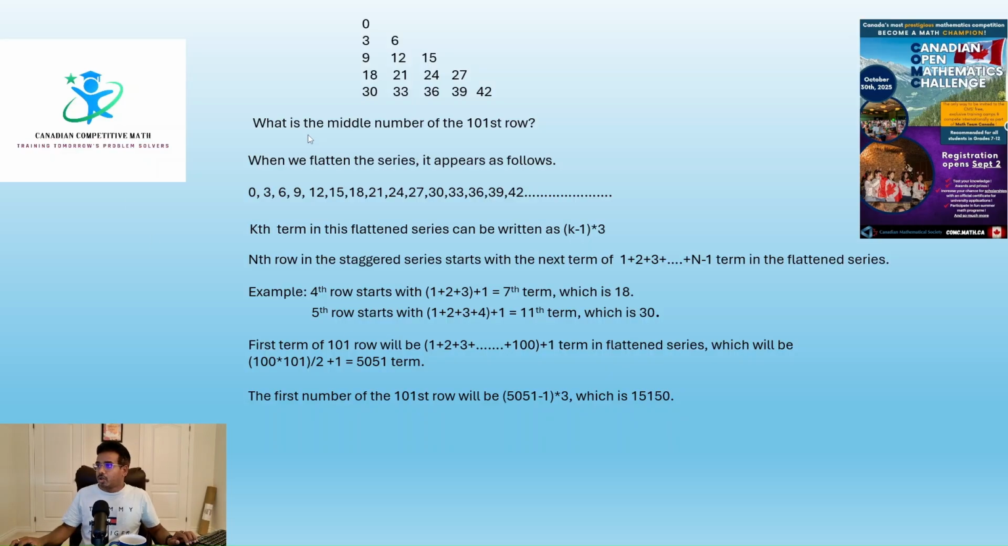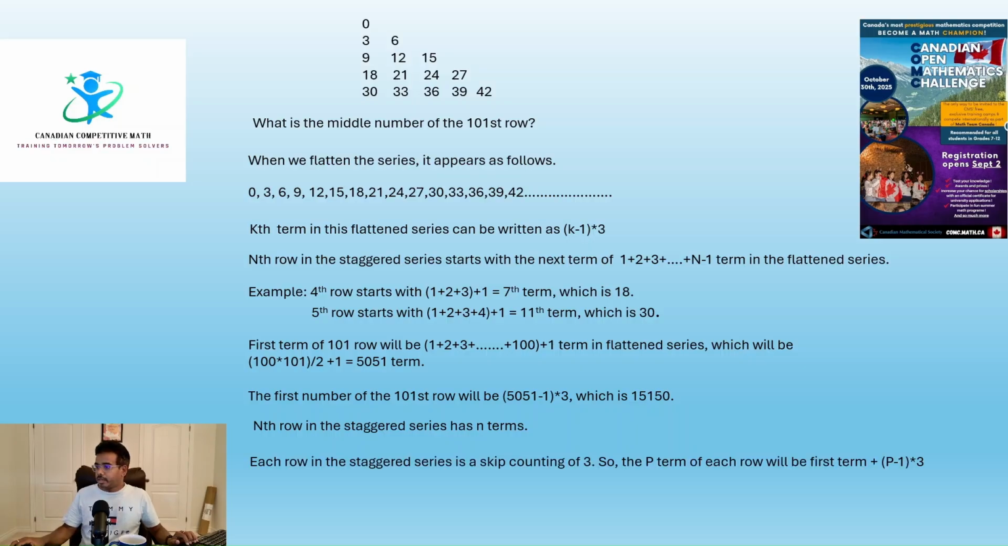So we established the first number of the 101st row. But the ask here is, what is the middle number of the 101st row? From this observation, the first row has 1, the second row has 2, the third row has 3, the fourth row has 4, the fifth row has 5. So the 101st row will have 101 terms. Since the 101st row has 101 terms, the middle term will be the 51st term. So we need to find what the 51st term is.